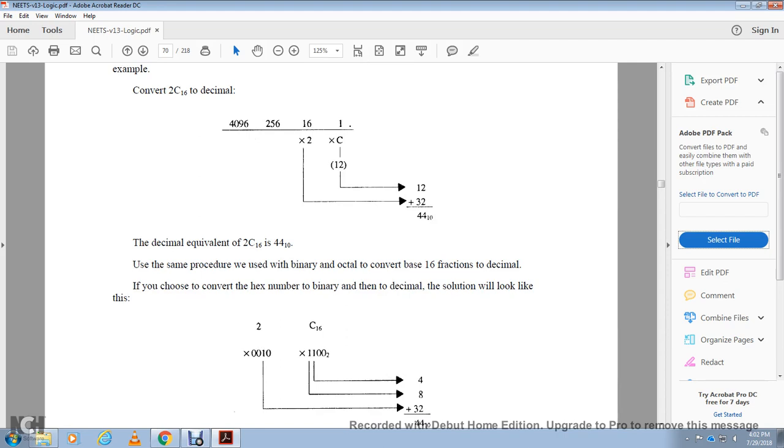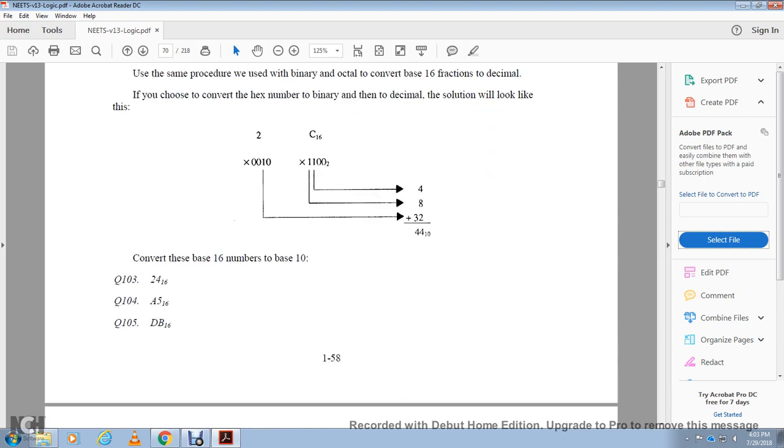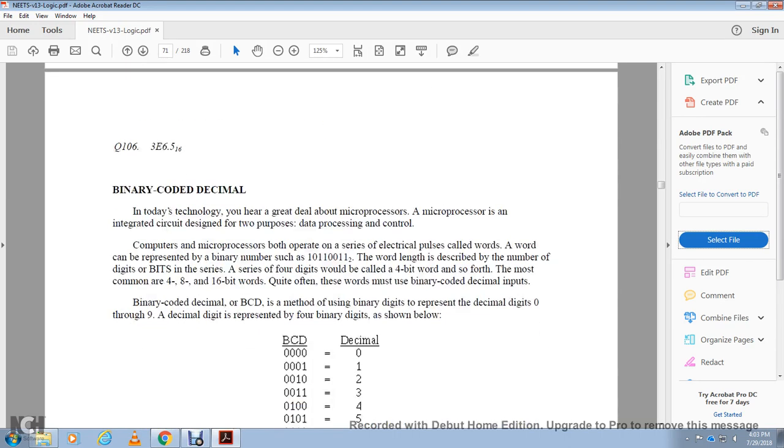You follow the same procedure as with binary and octal. Convert the base 16 number to decimal. If you choose to convert the hex number to binary, then to decimal, the solution is 2 times 0010, or 32, and C base 16 is 1100, which is 12. 32 plus 12 is 44 in base 10. So we converted base 16 to base 10.